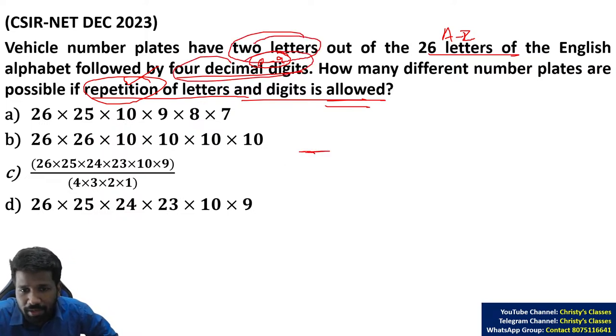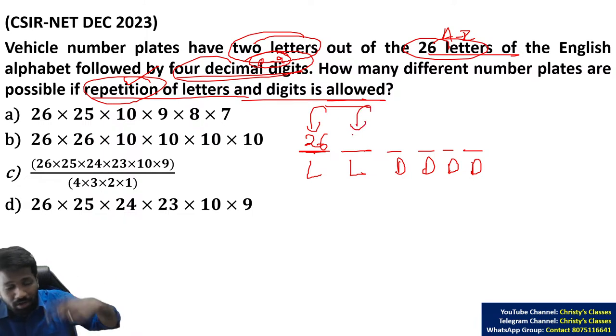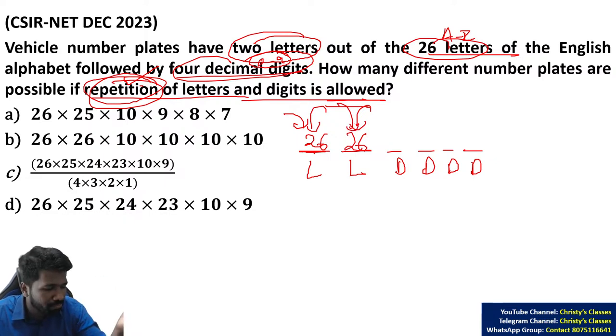If I write L for letters, the first two positions should be letters followed by digits. Digits I will denote by D, 4 digits. Now how many ways can this letter be filled, or how many letters are possible? 26 letters in the English alphabet, so 26 ways. Here also, only one letter can be used, but that has 26 possibilities now because repetition is allowed. If you use letter B here, you can again use B if you want, or any other letter also.